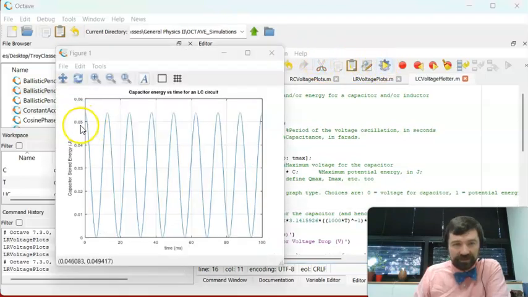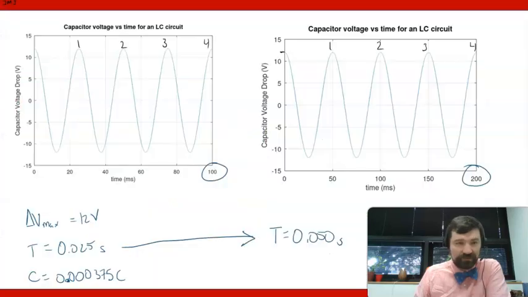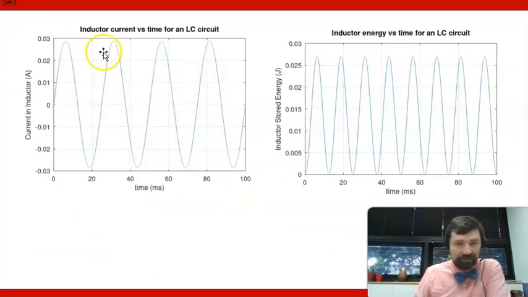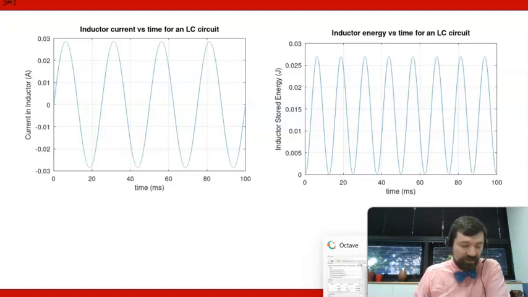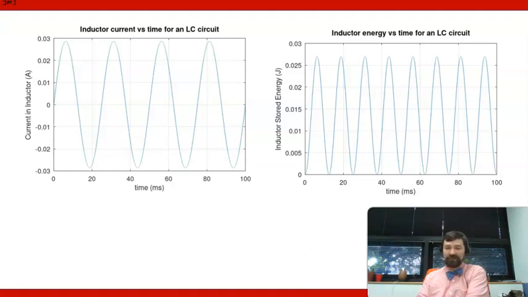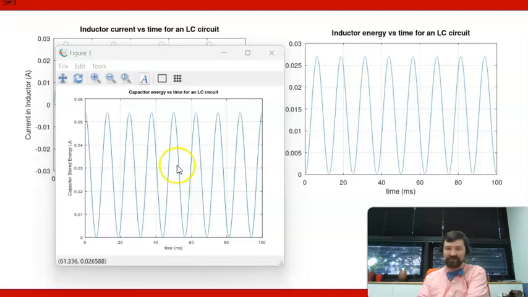Okay, so our maximum value is between 0.05 and 0.06, whereas before it was between 0.025 and 0.03. So we basically doubled the energy, and since energy looks like C delta V squared, and we haven't changed delta V, we therefore would expect this energy to double.